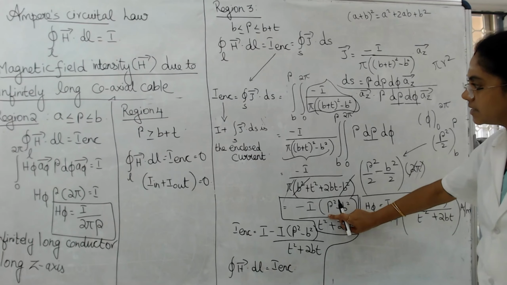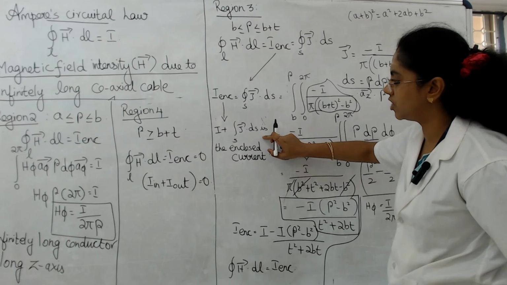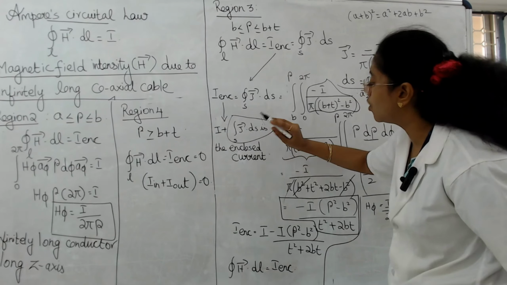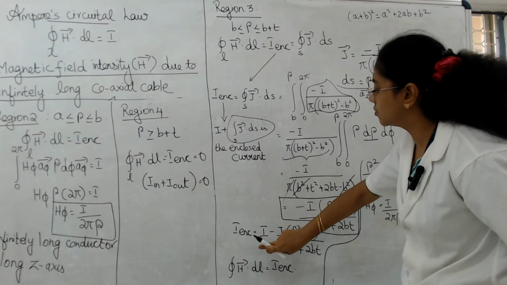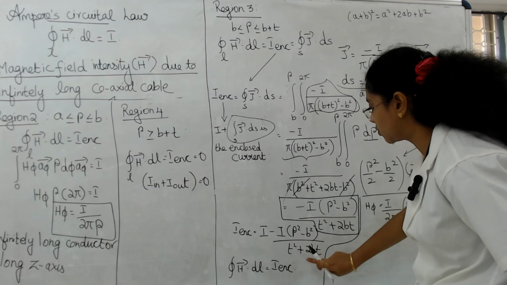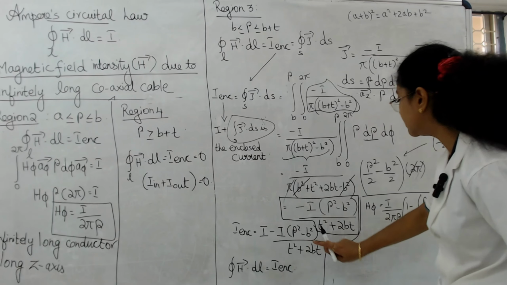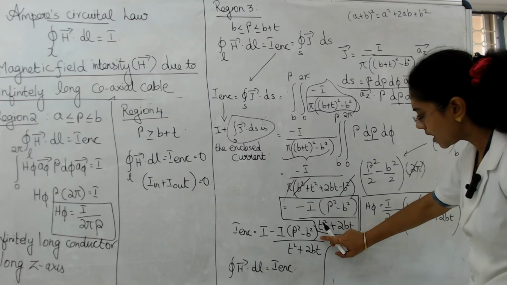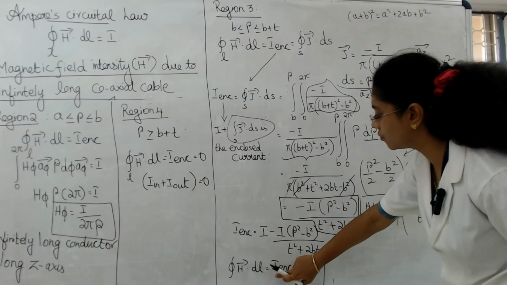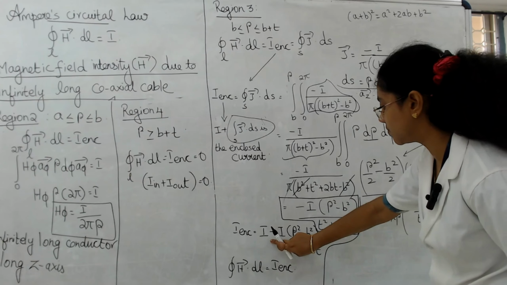What I have already said, this I enclosed is equal to I plus integral over s j dot ds. Now we have found out only this portion. Next, I have to substitute this here. So therefore I minus, minus I into rho squared minus b squared by t squared plus 2bt. Next thing, I have to take this I as common. Upon taking this I as common outside, I have to substitute in this Ampere circuital law equation. So totally my I enclosed will be like this.